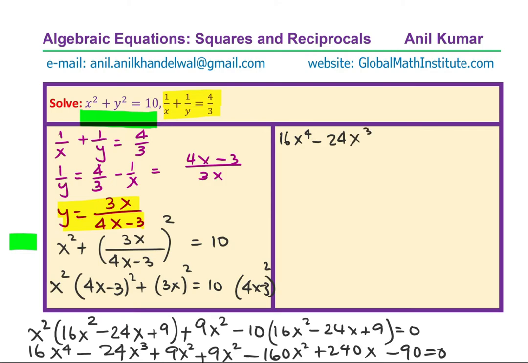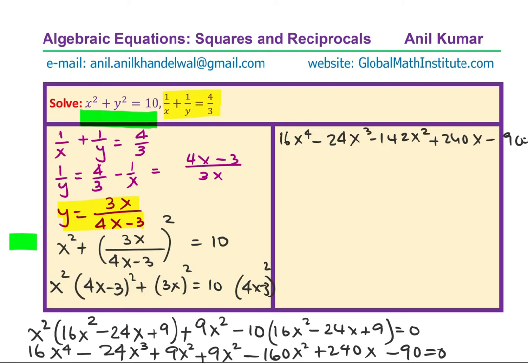Now combine the x squared terms and you get what? 9x squared plus 9x squared, 18, minus 160. So you get minus 142x squared. Combining the x terms, which is only 1, plus 240x minus 90 equals 0, correct? So that becomes the equation.